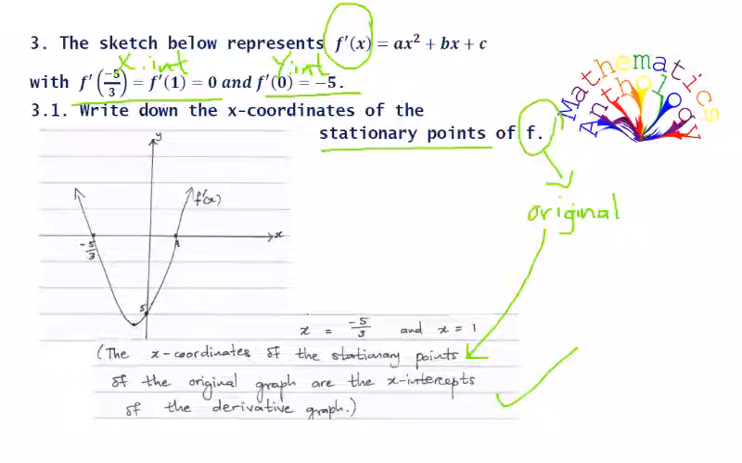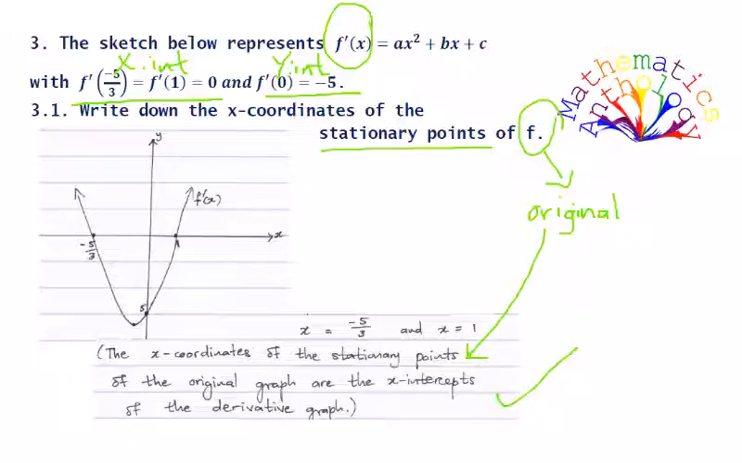3.1. Write down the x coordinates of the stationary points of f. Okay, they are asking us about f, the original graph, which is the cubic function. So what will be the stationary points or the turning points of the cubic function? How do we get that from the derivative graph of the cubic function? At the bottom here I have a note that says that the x coordinates of the stationary points of the original graph are the x-intercepts of the derivative graph. So that is very important to note.